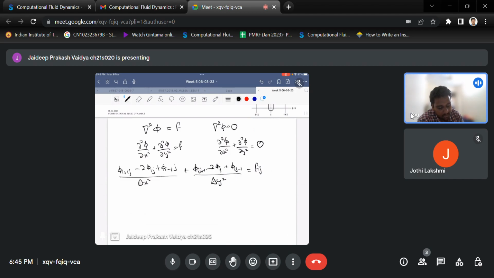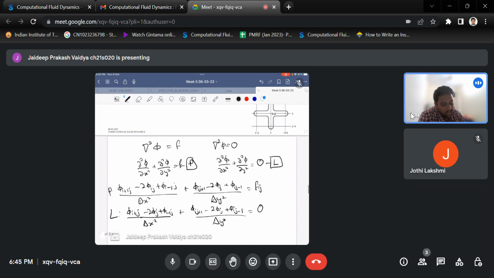And if this is equation P, and this is equation L, let's call this equation P and this equation L. L will transform to phi i plus 1 j minus 2 phi i j plus phi i minus 1 j by delta x square, plus phi i j plus 1 minus 2 phi i j plus phi i j minus 1 by delta y square, should be equal to 0.